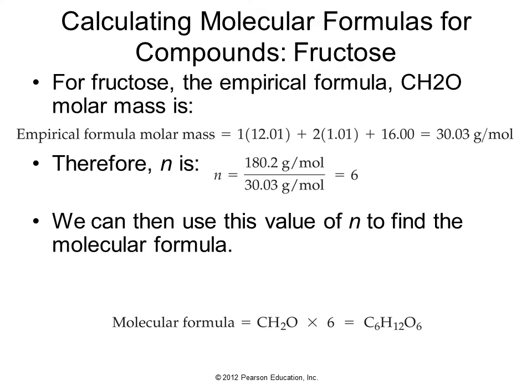So let's calculate that. The empirical formula mass of CH2O is simply 1 carbon, 12.01 grams, plus 2 hydrogens, plus 16 for oxygen, which is 30.03 grams per empirical formula mass. If we take the molar mass and divide by the 30.03, we end up with 6. So we now know what n is. We know that the molecular formula for fructose is CH2O times 6. So it's C6H12O6. That's the molecular formula for fructose.